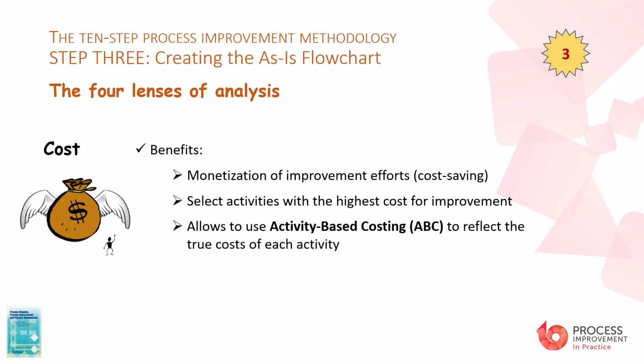Finally, it allows you to use the activity-based costing, or ABC, to reflect the actual cost of activities rather than cost allocation using percentages, as done in traditional managerial accounting. By tracking the times of each activity and its resources, as we discussed in the time lens, it becomes easy to allocate the true costs, which makes you avoid overcosting or undercosting of products.